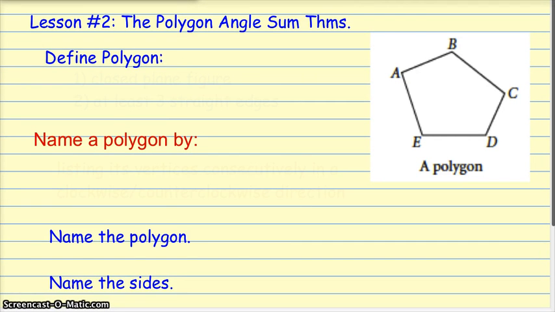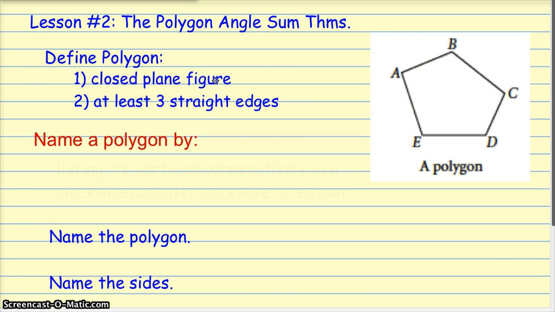Unit 4, Lesson 2, Polygon Angle Sum Theorems. The definition of a polygon is twofold. It needs to have at least 3 straight edges and be a closed plane figure.